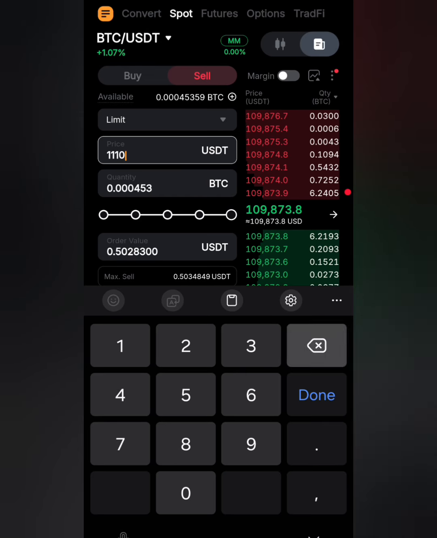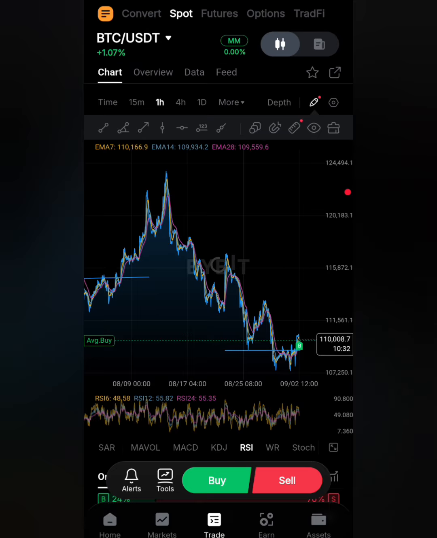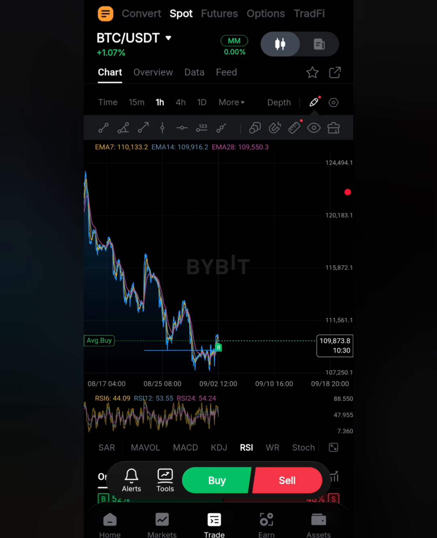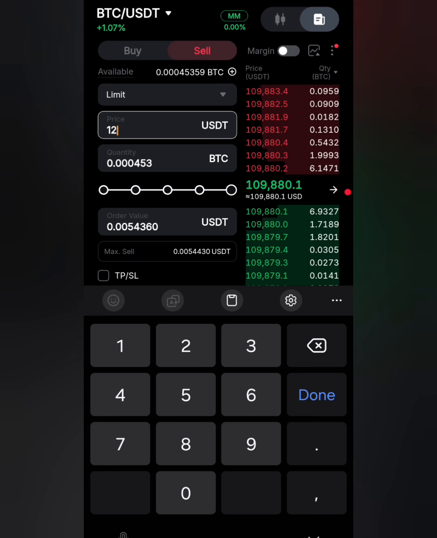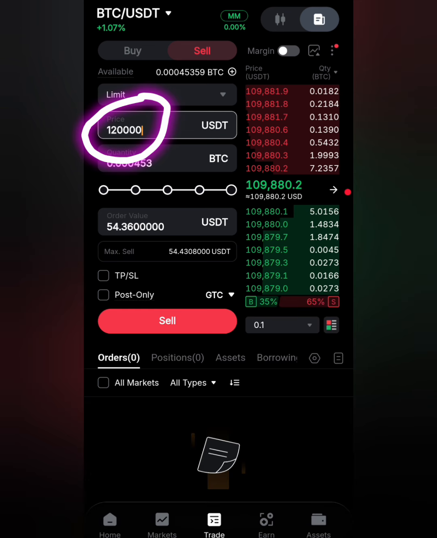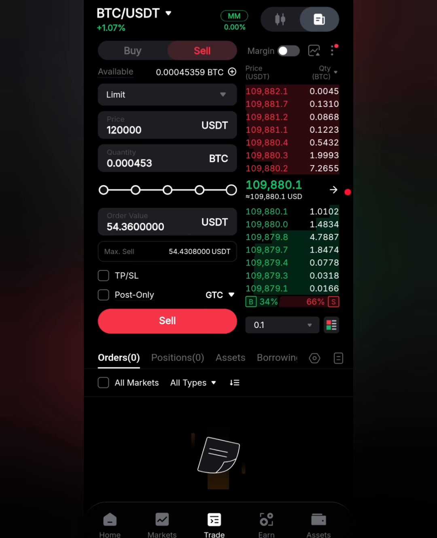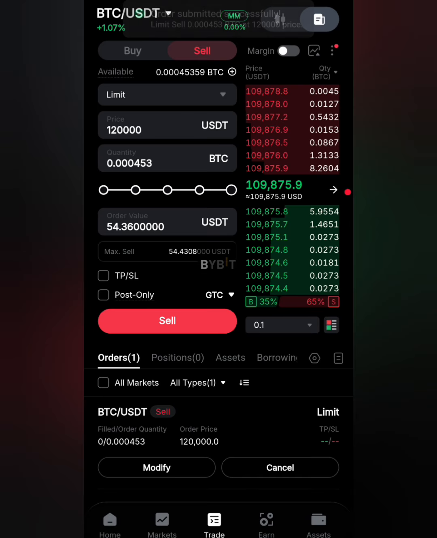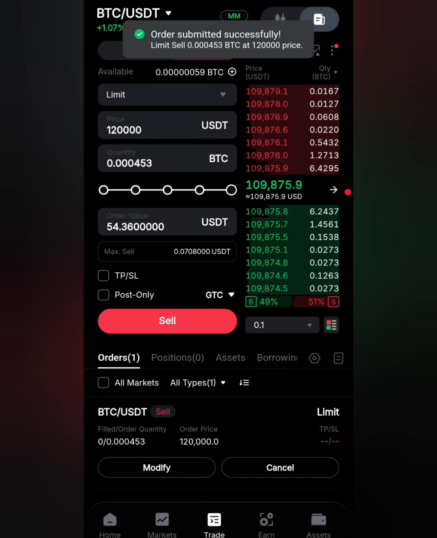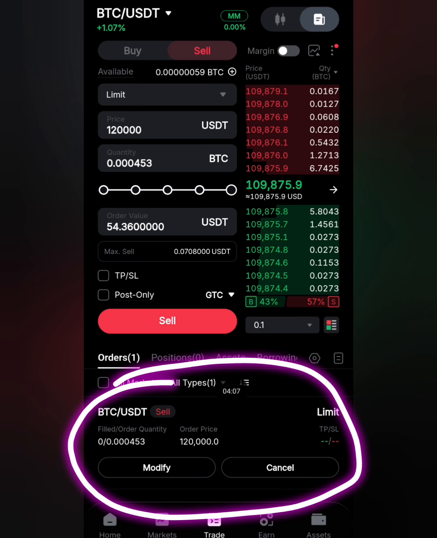But if I want to make more profit, I can look at the chart. Let's check out the all-time high. I can say I want to sell this when the price of BTC is 220,000, okay? So by doing so, I could make about 4.3 USDT profit, okay? So I'll click on the sell button and I'll click on sell BTC. So this will keep pending till BTC hits my order price, okay?